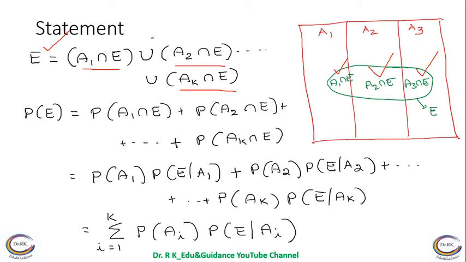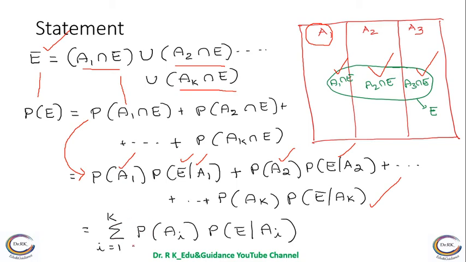As discussed, these events are mutually exclusive. There is nothing common here; this is a separate event, this is a separate event, this is a separate event. If separate, then the union is nothing but addition. So P of E is P of this event plus P of the second one, and so on. Now by using the basic multiplication theorem of probability, P of A1 intersection E can be written as P of A1 into P of E given A1. Generally when we try to write this, there is confusion whether it is A1 first or E first, but here it becomes very clear: A1 is the first event, followed by E. Similarly the second, similarly the third, and so on.